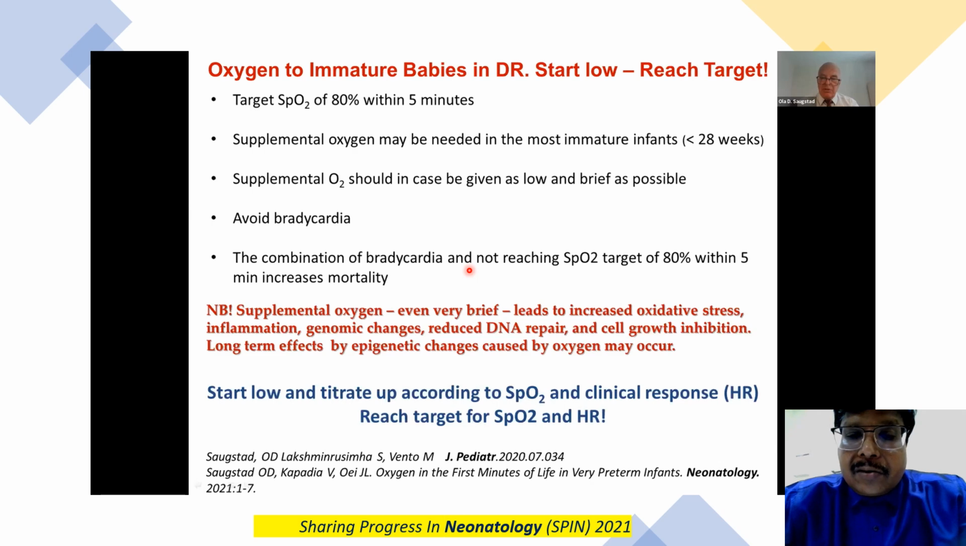So what came was ECG electrodes. ECG electrodes are to be stuck on babies as soon as possible during resuscitation, which came by the ILCOR recommendation 2010. That is basically to have an objective heart rate which can be recorded, documented, and acted upon. So start low, reach the target for SpO2 and heart rate. The target SpO2 is 80% within 5 minutes. Heart rate is more than 100. Right, next slide.